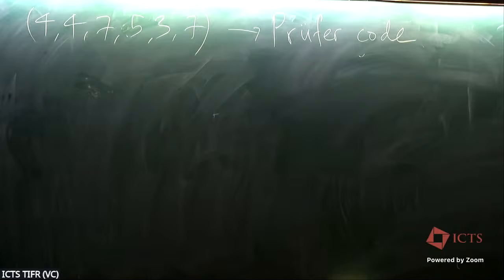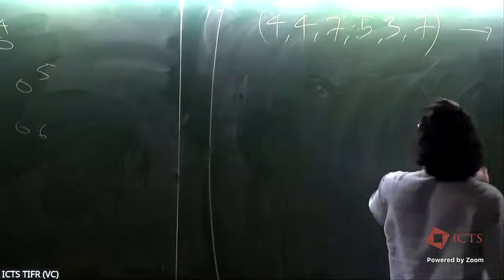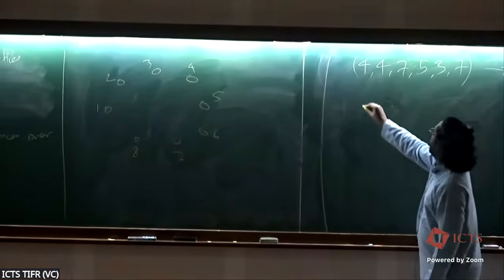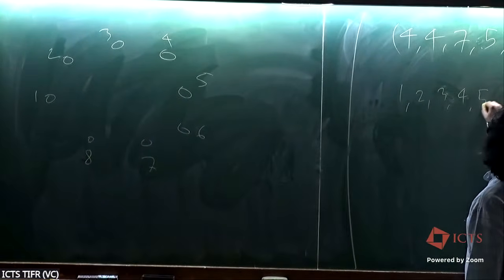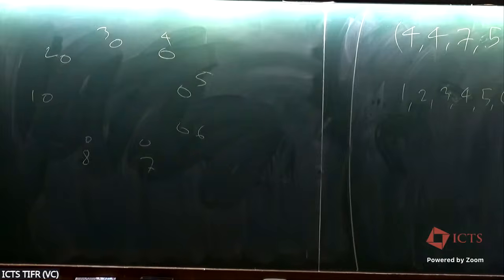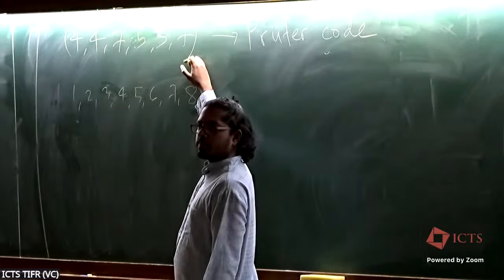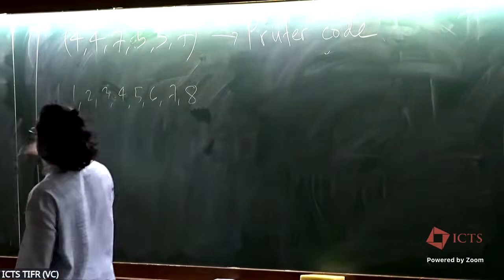So we have our vertices, right? Let's just put them somewhere: 1, 2, 3, 4, 5, 6, 7, 8. Now from the code, I'll have to figure out what edges I'm supposed to have added back. So I have the vertices 1 through 8, and this is my proof of code. The first thing I'm going to do is look at the smallest vertex here which does not appear here. 1, so join 1 to 4.